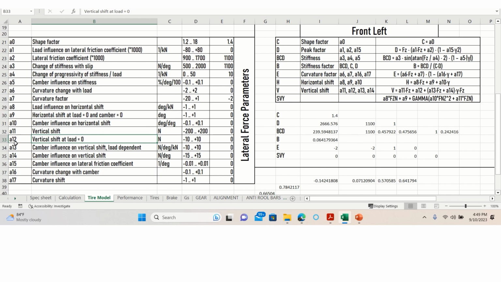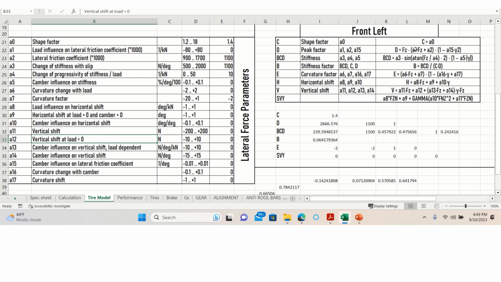So you have all these factors. These are the smaller factors, and these are the bigger factors, quote unquote, for lack of a better word, if you want to call it that way. And this is what these stand for. C is a shape factor, D is a peak factor, BCD is a stiffness factor, and all that. You get all that.